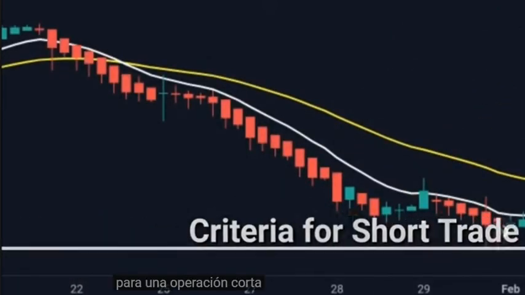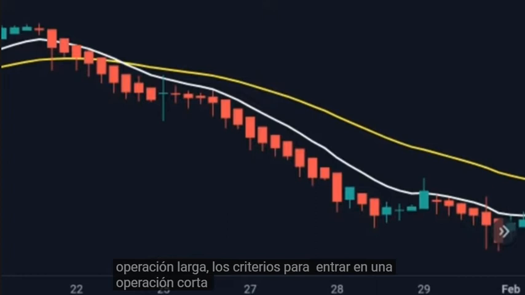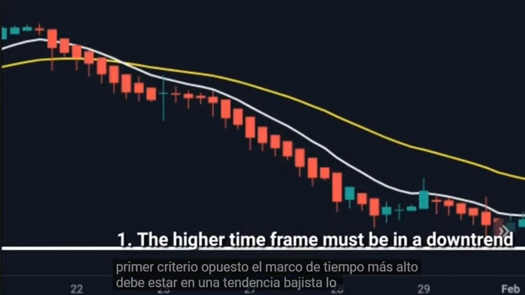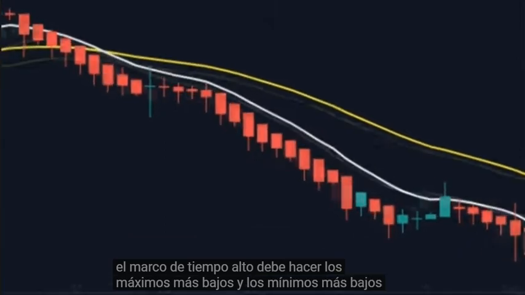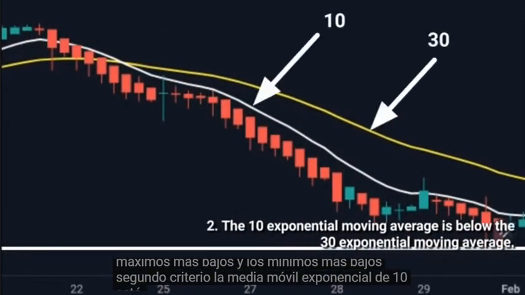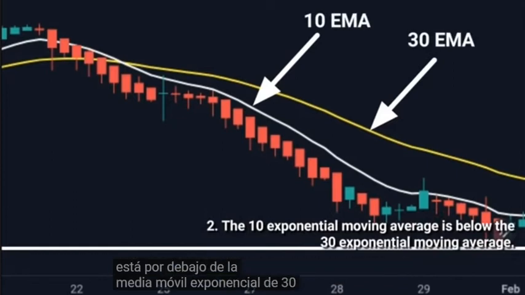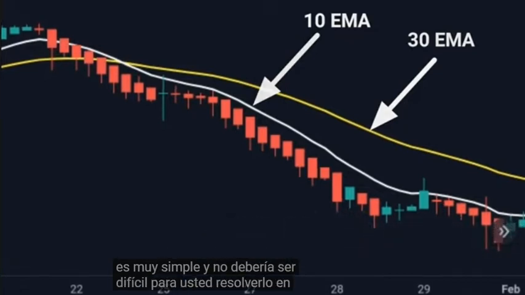Criteria for a short trade. Now that we know the criteria for a long trade, the criteria to get into a short trade is simply the opposite. First criteria. The higher time frame must be in a downtrend, which means that the higher time frame must make lower highs and lower lows. Second criteria. The 10 exponential moving average is below the 30 exponential moving average. It is very simple, and it should not be difficult for you to figure it out on your chart.